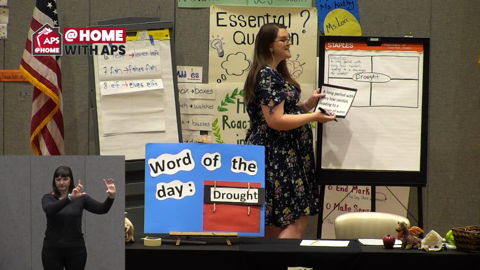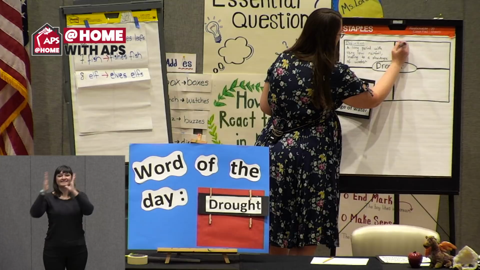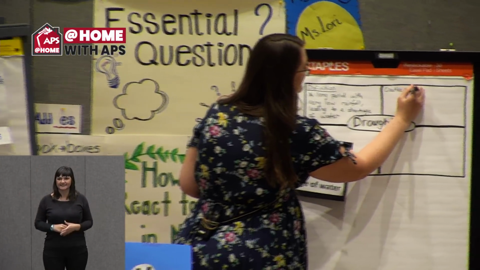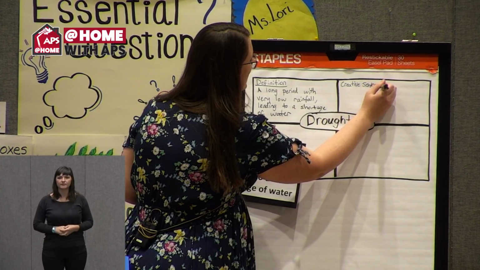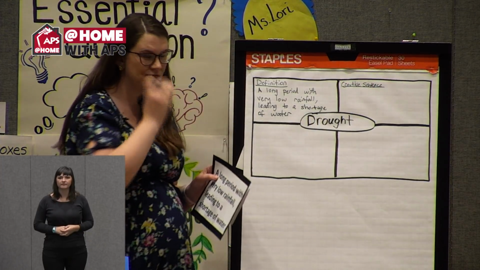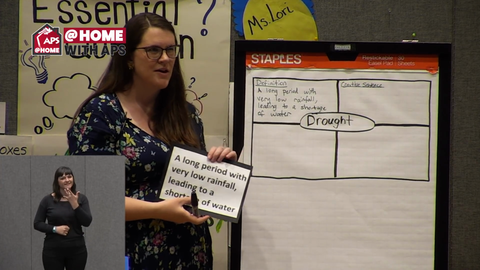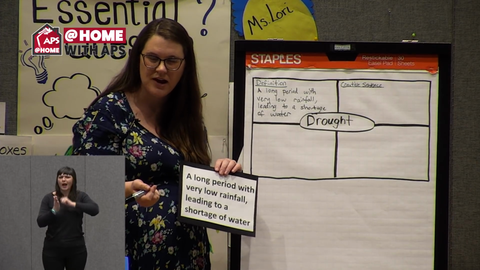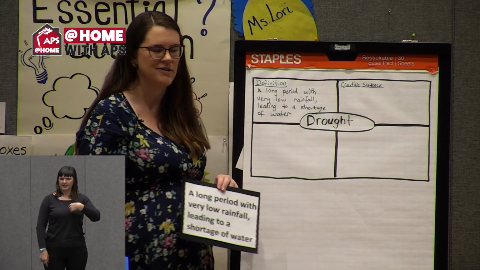All right, friends, next we get to write our creative sentence. And creative sentence is my favorite part. This is where we get to think, what does a drought mean to me? Have I heard this word before? And how would I like to share it on my Frayer model?